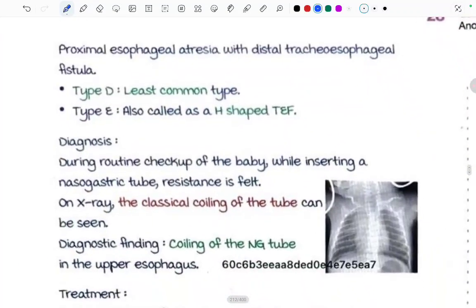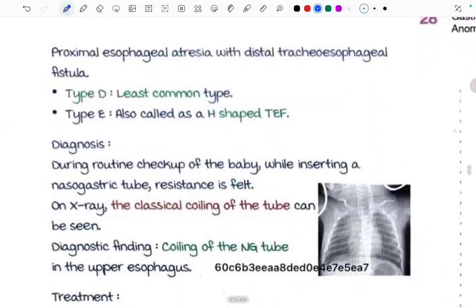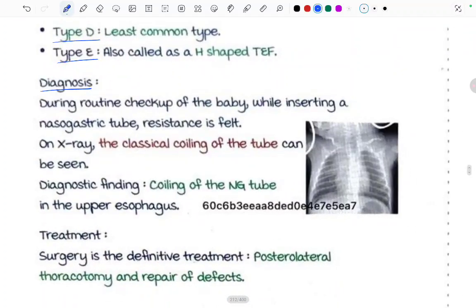Moving ahead, proximal esophageal atresia with distal tracheoesophageal fistula. Fine. This was type C, which is being described here. Type D is the least common type, and type E is the H-shaped, also called H-type tracheoesophageal fistula.